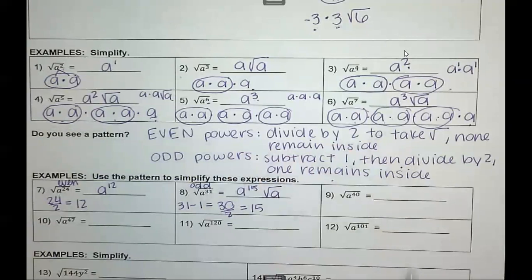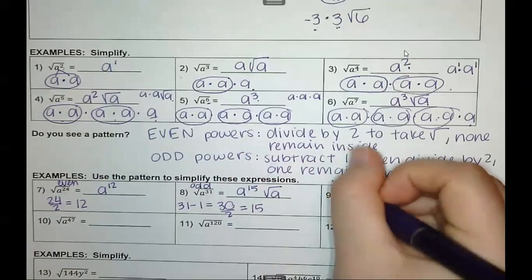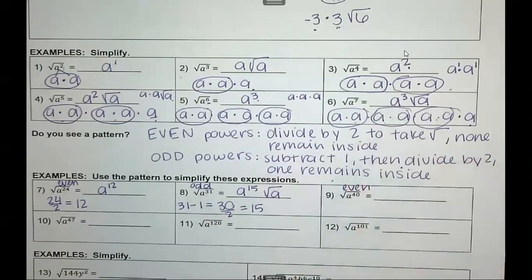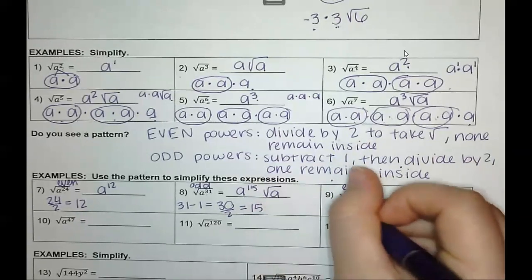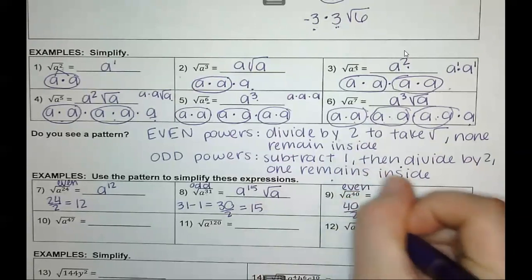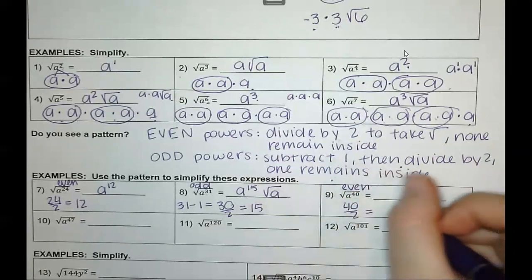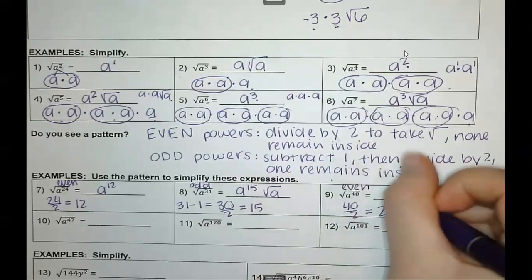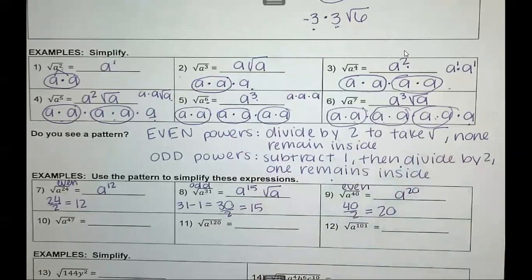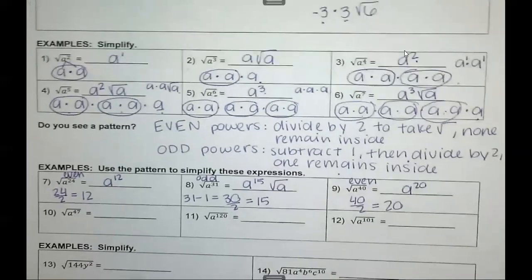All right, number 9, my exponent is 40, which is even. So we use rule number 1, which is just to divide by 2. So I'll have 40 divided by 2, which is 20. Since it's even, there's nothing left inside, so my answer is just a to the 20th power.